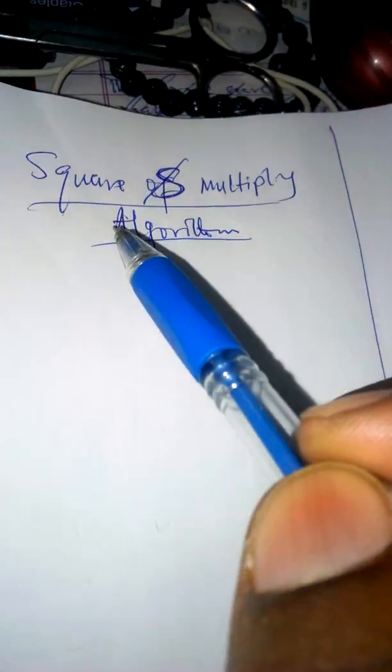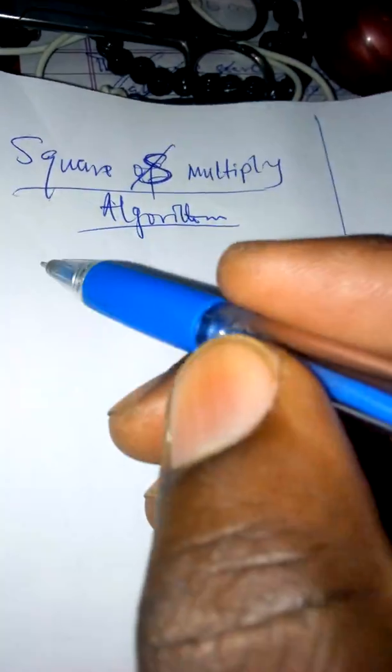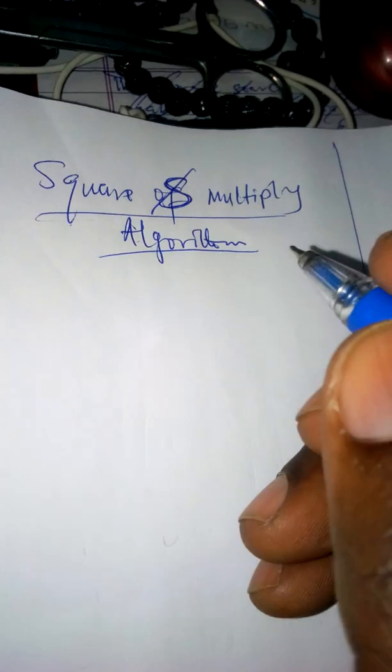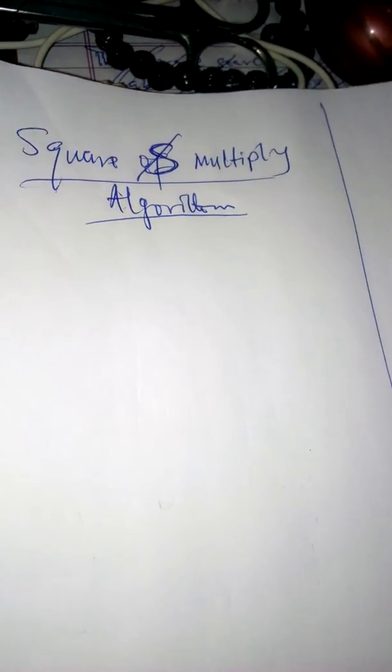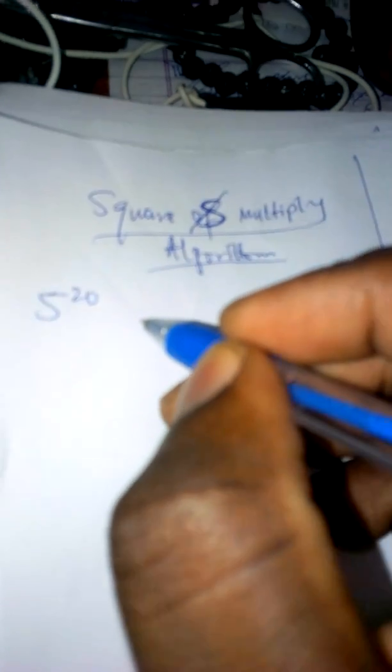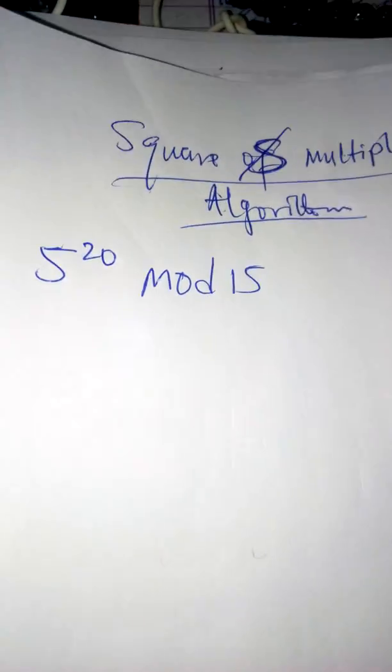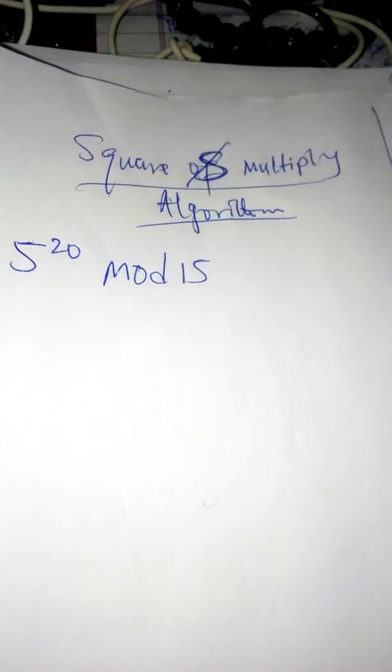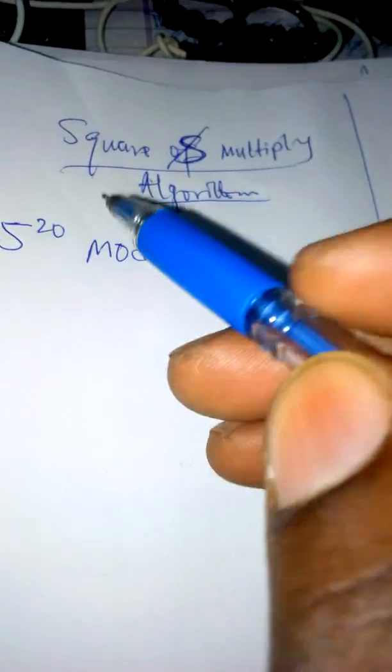Today we are going to see how to solve some modular problems using the square and multiply algorithm. We are going to take a simple problem, for example 5 to the power of 20 mod 15. This is our problem at hand, and we want to see how to solve it using the square and multiply algorithm.